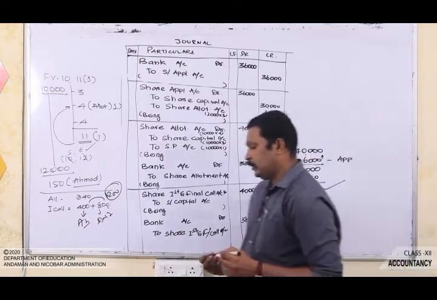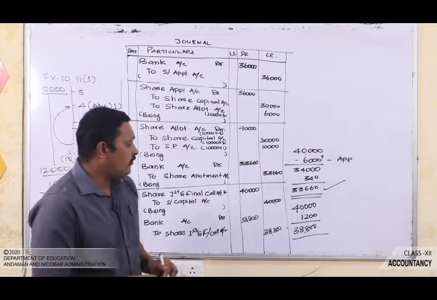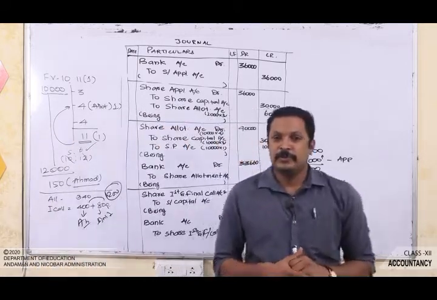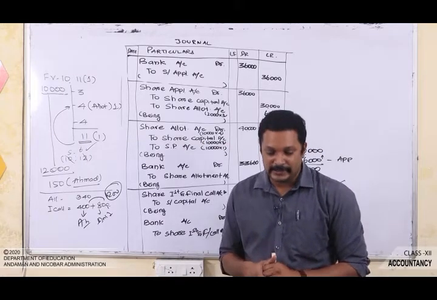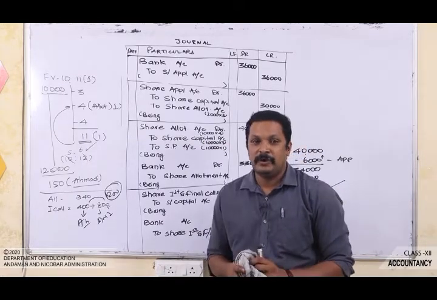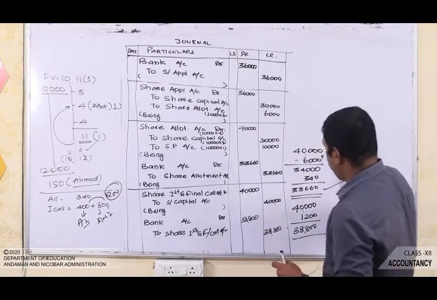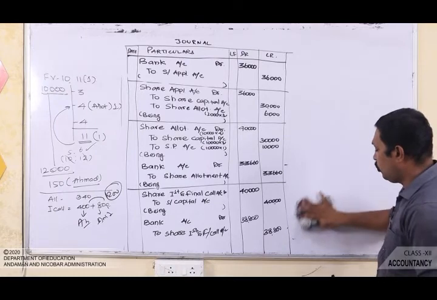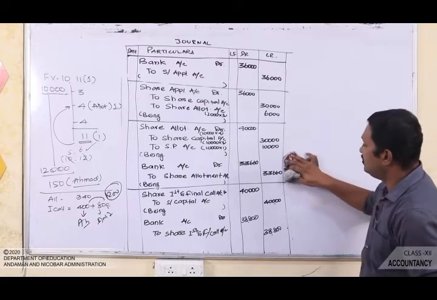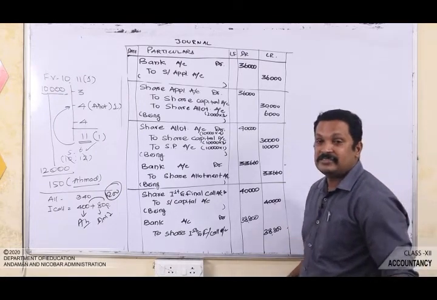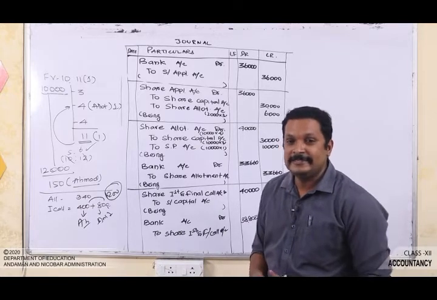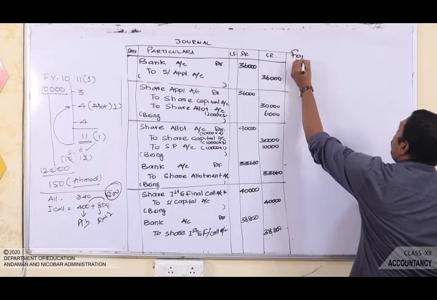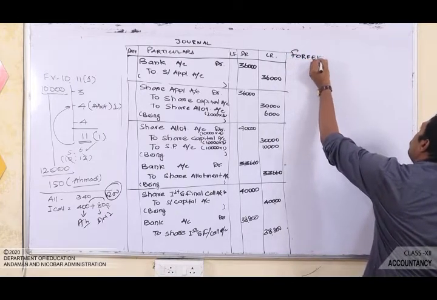Okay. So we prepared up to the final call. What is the next entry? Do you remember what entry we have to pass? We prepared the application entry, the allotment entry, then the first call entry. Then what is the next entry to pass? The next entry is the forfeiture entry, right? We have to pass the forfeiture entry.